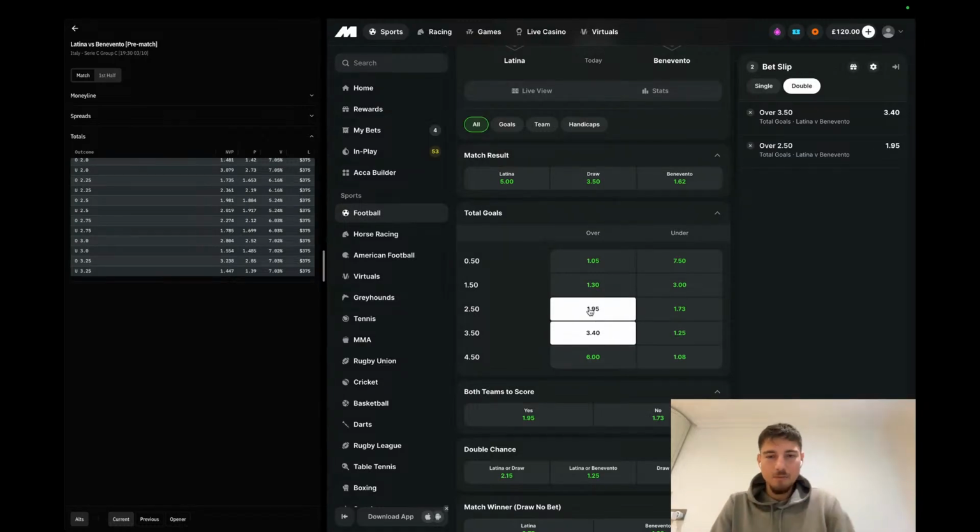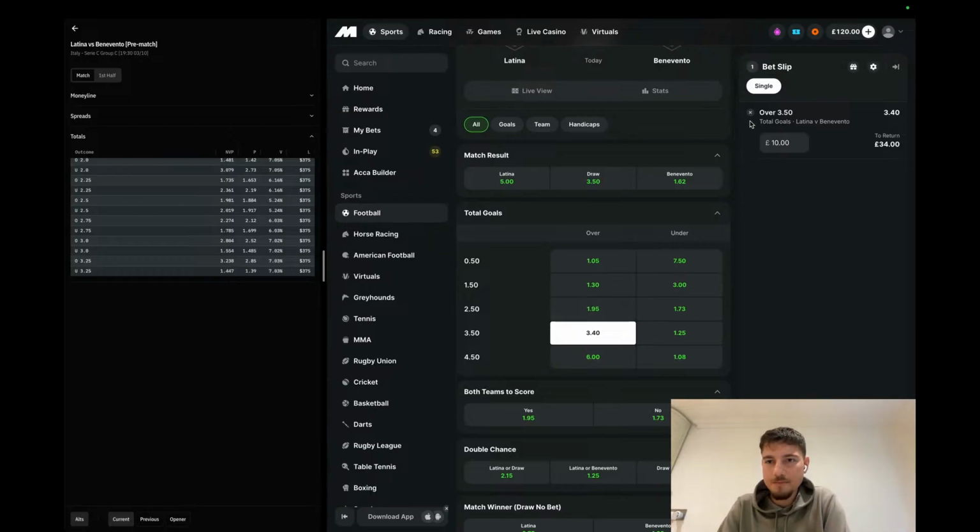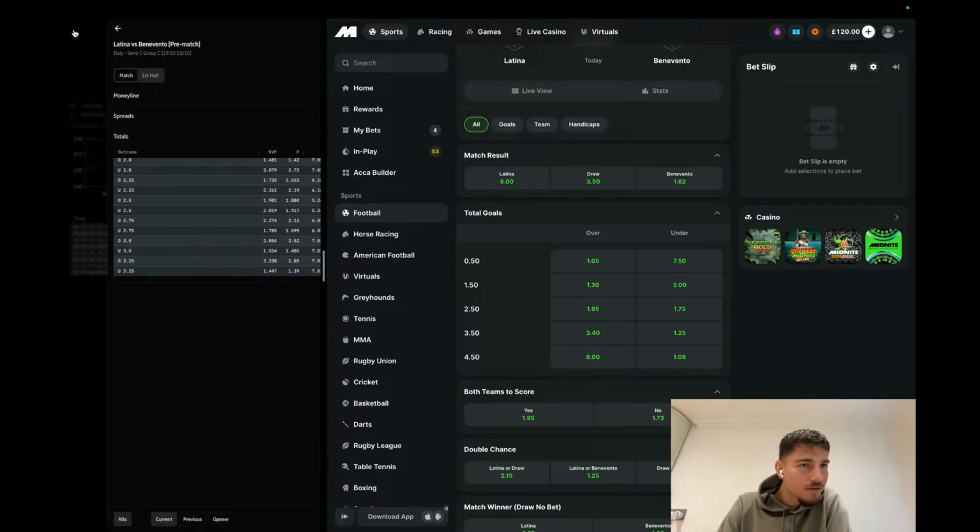Again, no value. 1.95 on Midnite. The over 2.5, 1.981 on Pinnacle. This is the reality.